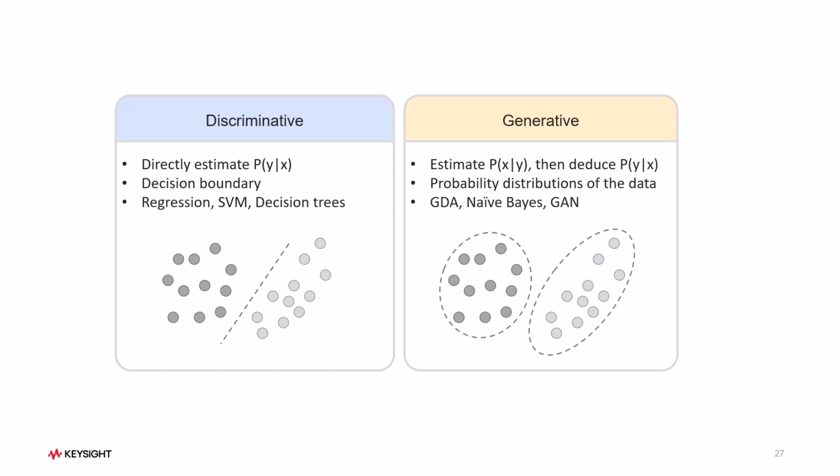Generative learning, on the other hand, focuses on modeling the joint probability distribution of both the input data and the class labels. Common algorithms for generative learning include Gaussian discriminant analysis and generative adversarial networks. Generative models are useful for tasks like data generation, denoising, and anomaly detection, as they provide a more comprehensive view of the data distribution. So, we will use the GAN for our channel generation research project.